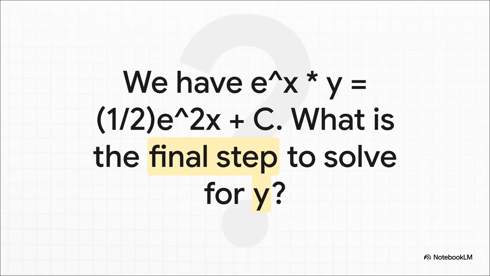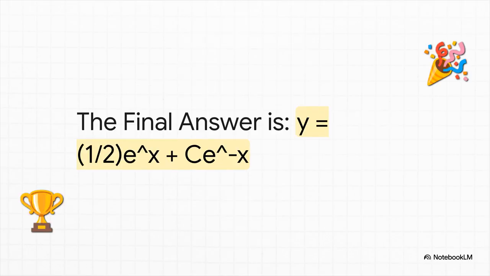We are on the home stretch now. Step 5. Look at what we have. We're so close. The goal is to get y all by itself. So what's the last little bit of algebra we need to do to make that happen? You just have to divide everything by e to the x. And when you do that, you get the final answer, y equals 1/2 e to the x plus c e to the negative x. And that's it. We did it. See? You just followed the 5 steps and got the solution.